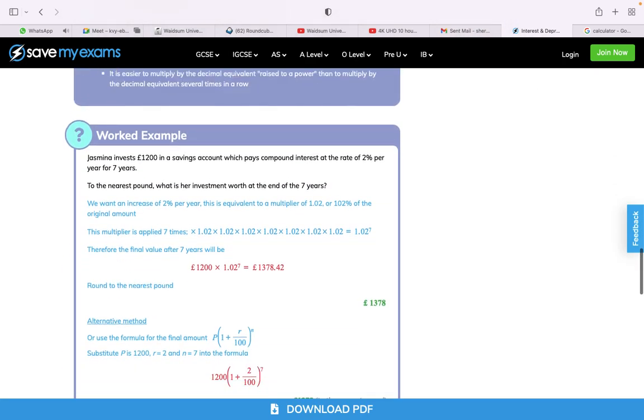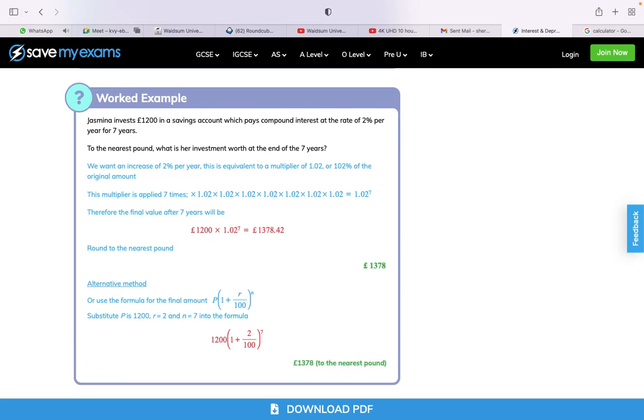Now let's take a look at an example from our slides here. Jasmina invested £1,200 in a savings account which pays compound interest at a rate of 2% per annum for 7 years. Oh, this rate is very small. So the interest they're going to give her will be small because the rate is small. Because it is compound interest, we can easily use the formula we just mentioned.